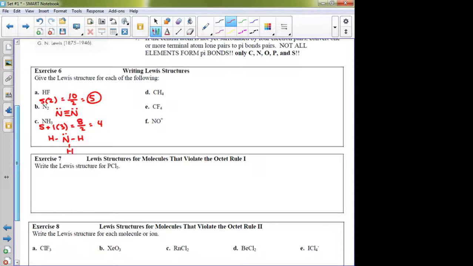Is that 4 pairs? It will force the shape. So if we were going to do the geometry of that, it would look more like this. That's tomorrow, which would be trigonal pyramidal.